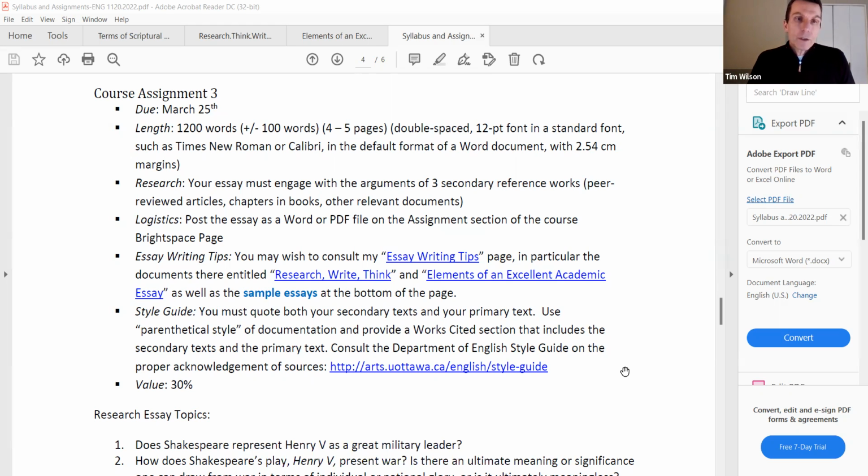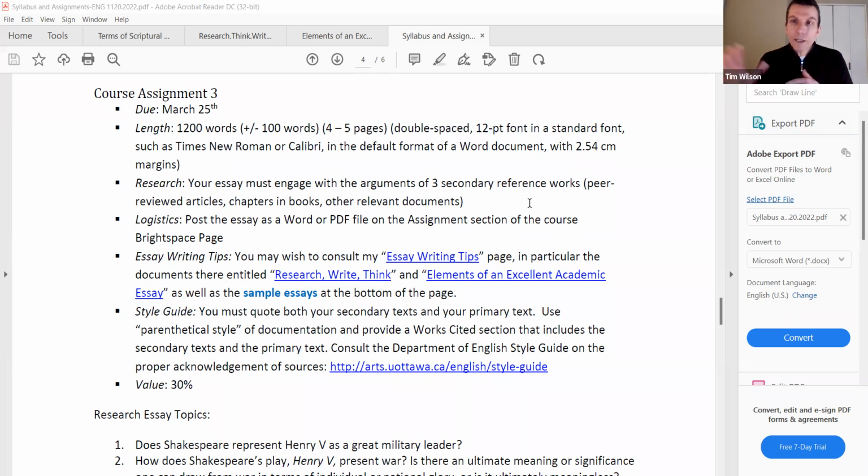It's to be 1,200 words long, give or take 100 words, which is probably around 4 to 5 pages, double spaced. And it's a research essay, which means in this case you're going to be asked to engage with at least the arguments of 3 secondary reference works, so peer-reviewed articles, a chapter in a book, those types of things. And you'll be asked to post the essay as a Word or PDF file on the assignment section of the course on Brightspace.